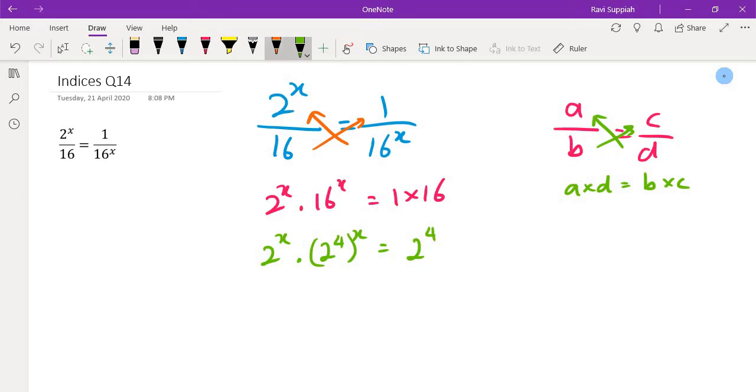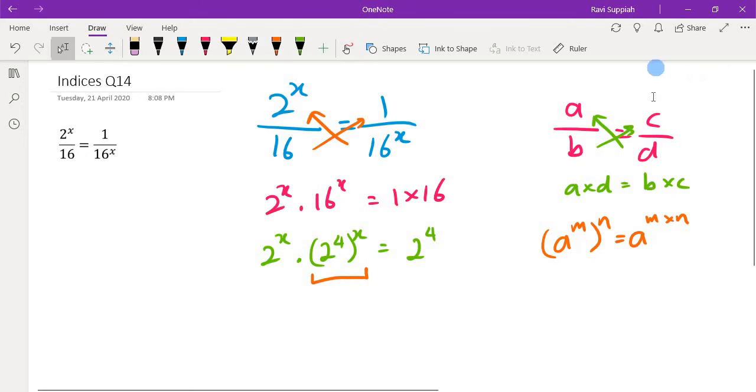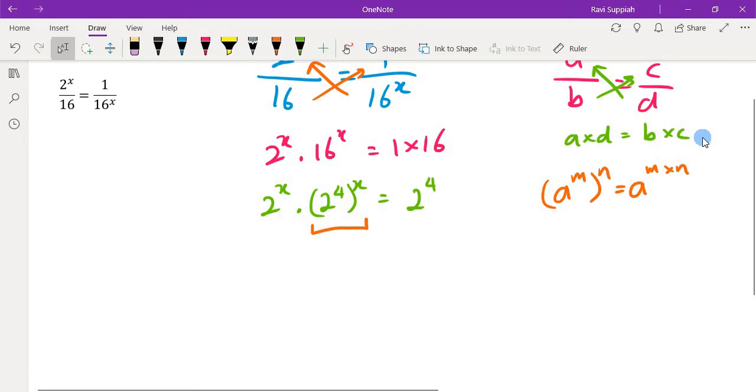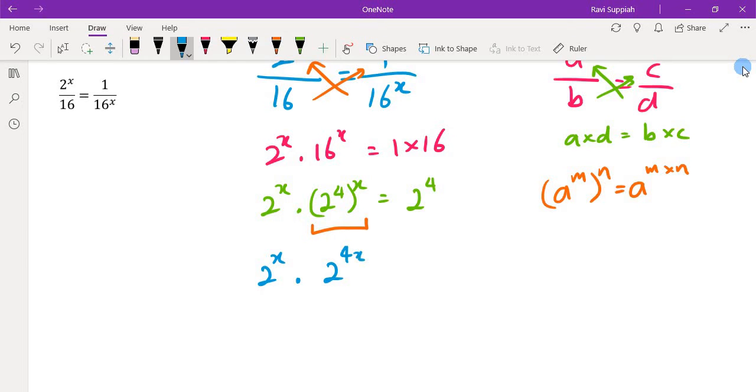Alright, now for this expression here, we can look back at our indices rule. (a^m)^n is the same as a^(m times n). So right now what we can do is rewrite this as 2^x multiplied by 2^(4x), which is equal to 2^4.